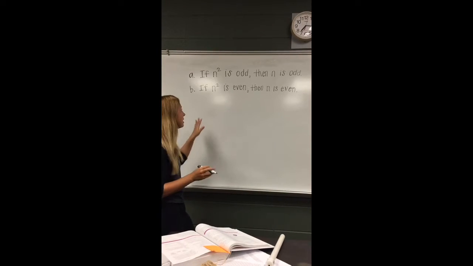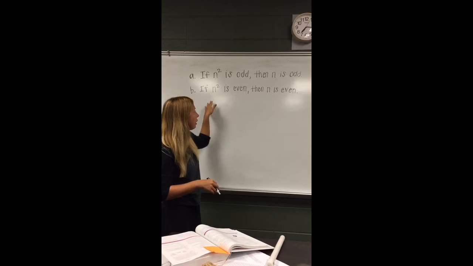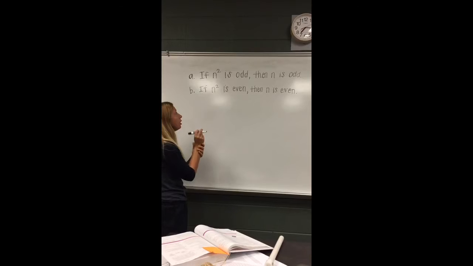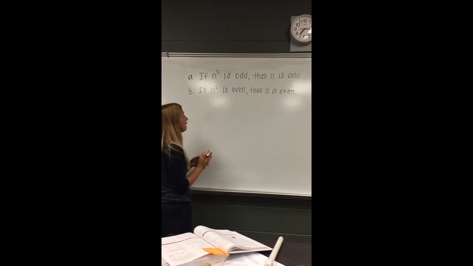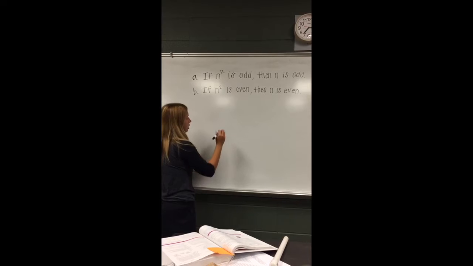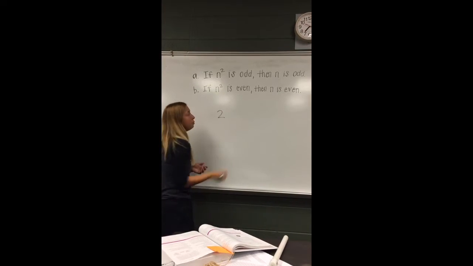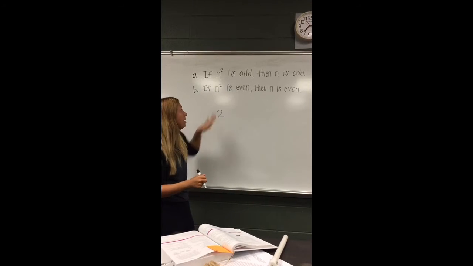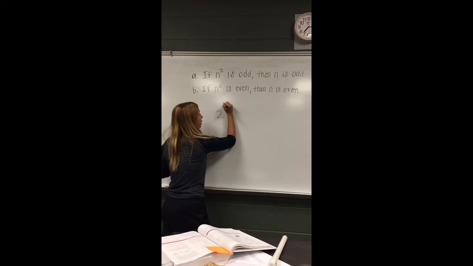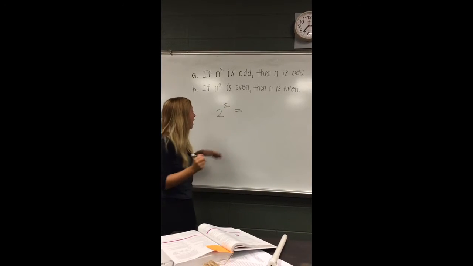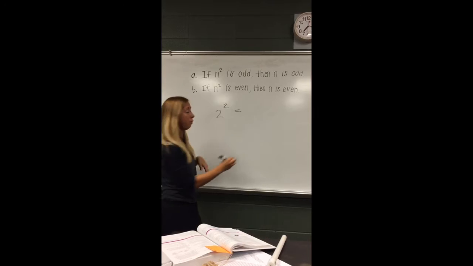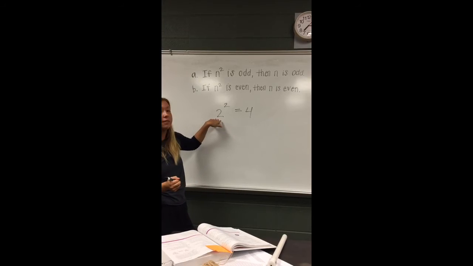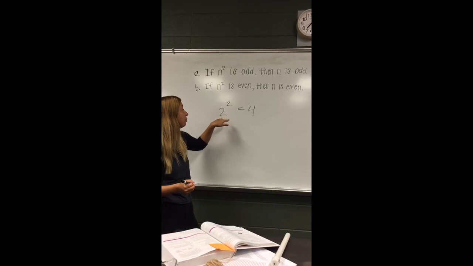So for B, it's the same thing except it's even this time. If n squared is even, then n is even. So it's proving the exact same statement from A. And so I'm going to pick an even number, we'll just do a basic one of 2. So I know that 2 is an even number. So then I need to square it to then see if that statement is true as well. And I know that 2 times 2 is 4. 4 is an even number, and 2 is an even number, meaning n is even, which that squared is even as well.